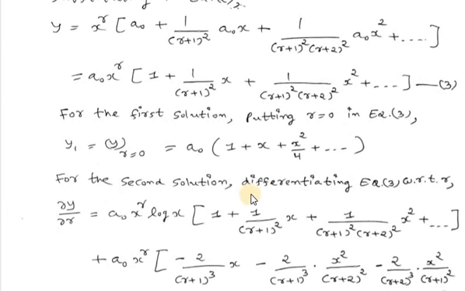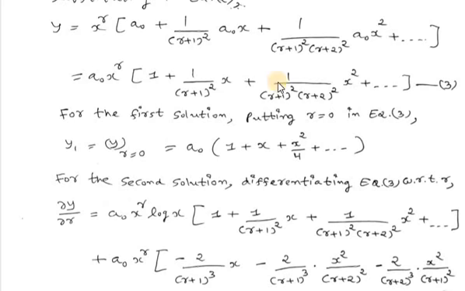Now for the second solution, what we have to do, we have to find ∂y/∂r at r equals 0. So we have to differentiate equation 3 with respect to r. So ∂y/∂r, okay, that is equal to, over here we have to apply the product rule, okay.